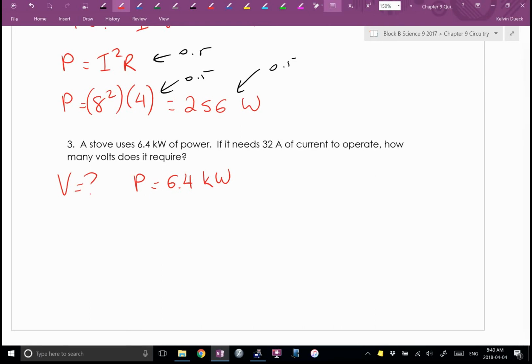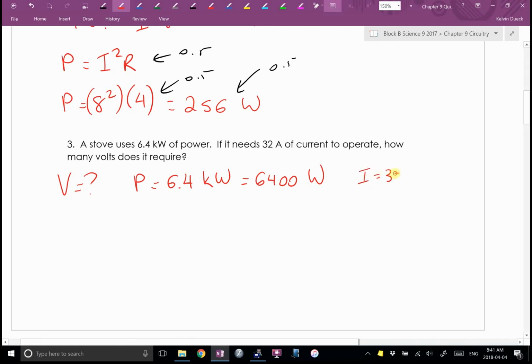Okay, kilowatts, how do I go from kilowatts to watts? It's something to do with 1,000. Do I times by 1,000 or divide by 1,000? Times by 1,000, I can do that in my head. That's going to be 6,400 watts. I think, yes? Gabe, what's that, 32?